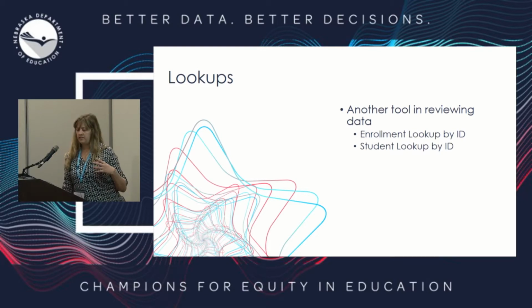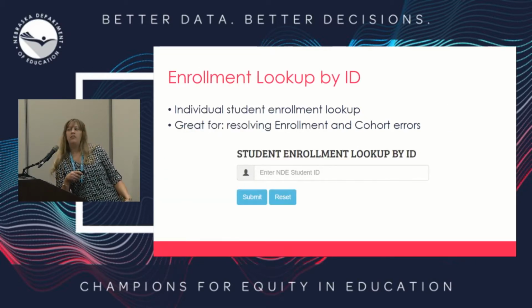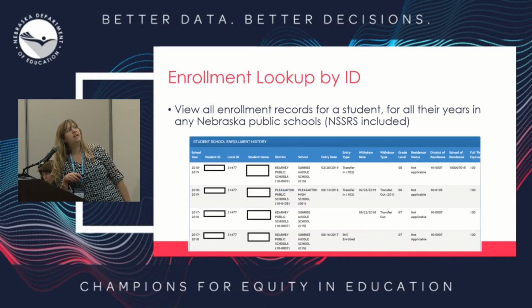Okay, and then your last tool when you're researching information in Advisor is your lookups. Enrollment lookup by ID and student lookup by ID are ones that we are using constantly when we're researching an issue. The enrollment lookup by ID is really great because it shows one kiddo's enrollment for multiple years. So you put their student ID in there, and then you've got 18-19, you've got 17-18, all the NSSRS data from the past is showing up in here. So you can see if a kiddo changed districts or is transferring in and out. It's just a really helpful picture of that one kiddo's enrollment.